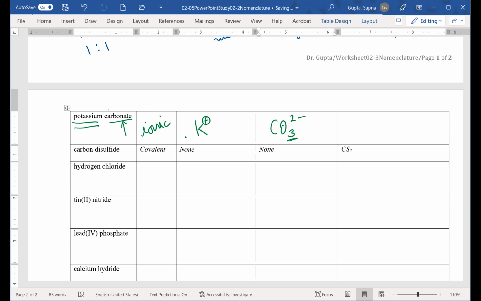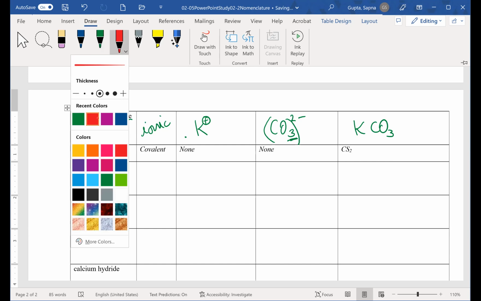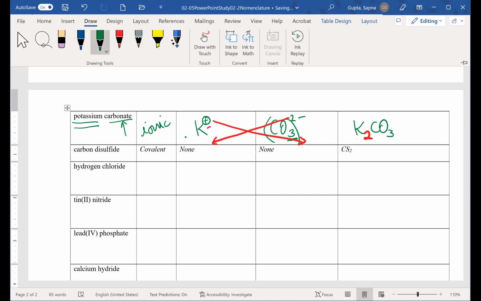Now, in order to write the formula for this, I know it's going to be KCO3, right? I have to combine this. But what is the ratio? So this is where you do the crisscross method. You take this one and you do the crisscross, which is taking the 2 minus down here and the plus 1 down there. And so this becomes 2. And then the carbonate is just 1, because it was plus 1 over here. So that is how you would write the formula for potassium carbonate.